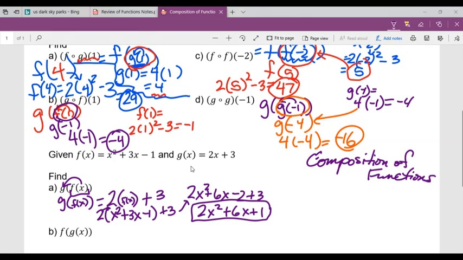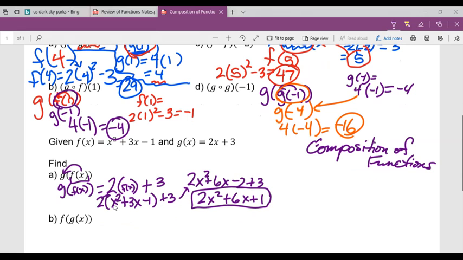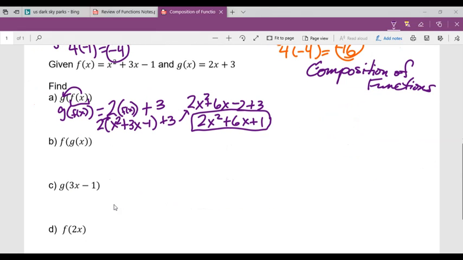On this one, I'm plugging g into f. That means everywhere x is in f becomes a parentheses. So this becomes x squared plus 3x minus 1, and I'm filling in g of x. Well, what is g of x? Well, g of x is 2x plus 3. So I'm filling in 2x plus 3.